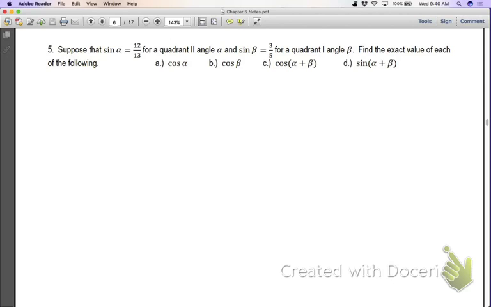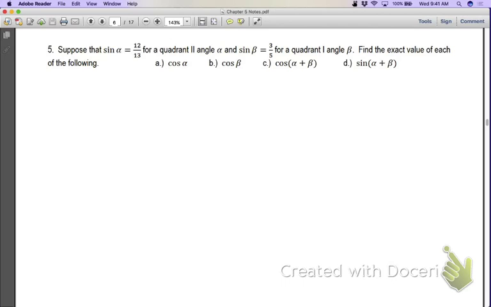So on number 5 it says, suppose that sine of alpha is 12 over 13 and is in quadrant 2. Okay, so it's not in quadrant 1, the quadrant where it's all positive. It's in quadrant 2 where I'm going to have a negative somewhere with one of my values. Obviously it's not with sine because sine is positive here. So hopefully that gives you a hint that cosine is going to be negative. Then it says that sine of beta is 3 over 5. It is in quadrant 1, so that means everything's going to be positive. What I've got to do is figure out what my missing parts are.